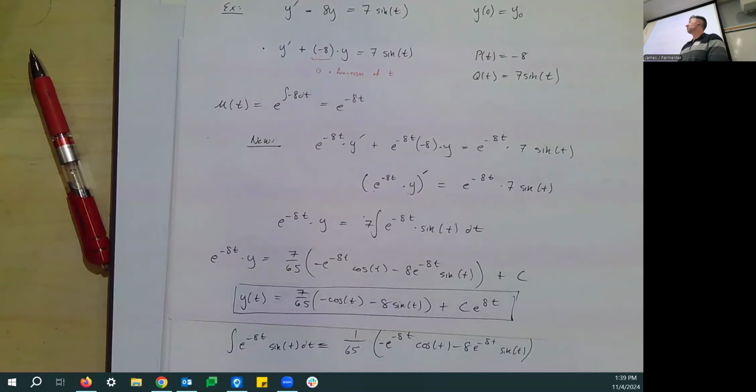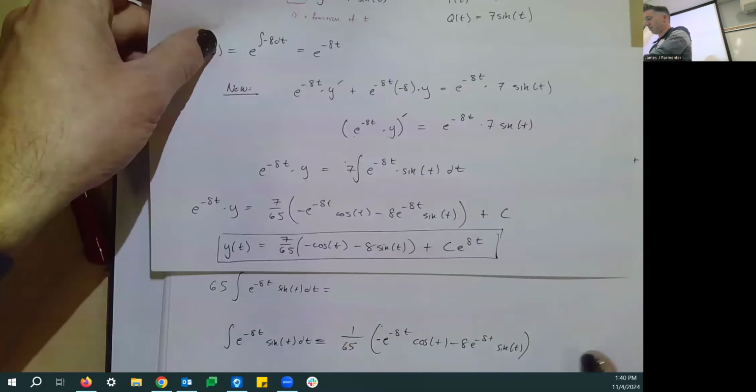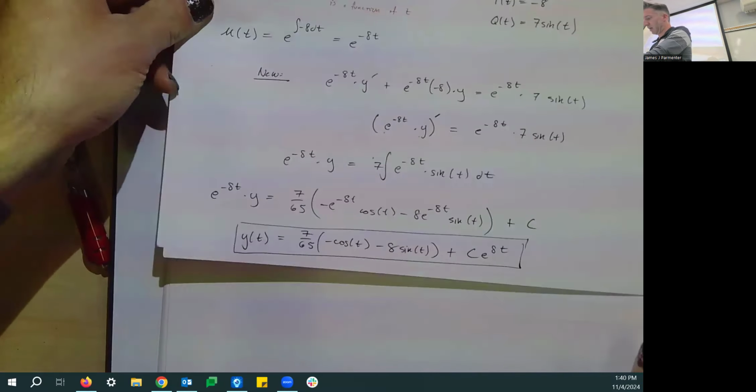Gross. Oh, y of 0 is y naught. It's stupid. Okay, so fine. I really don't love that part of this problem, but let's get down to the ends here.